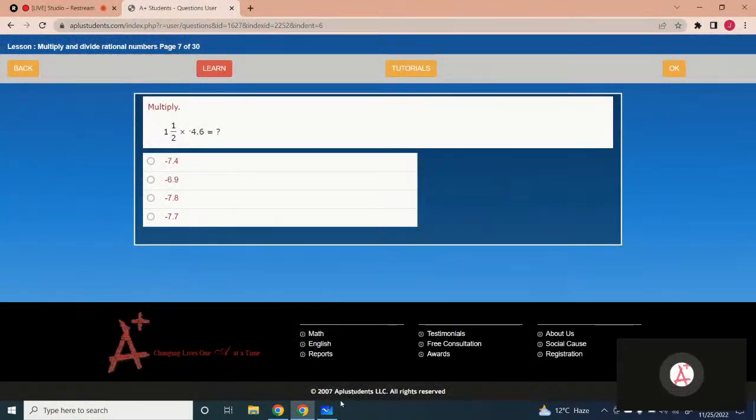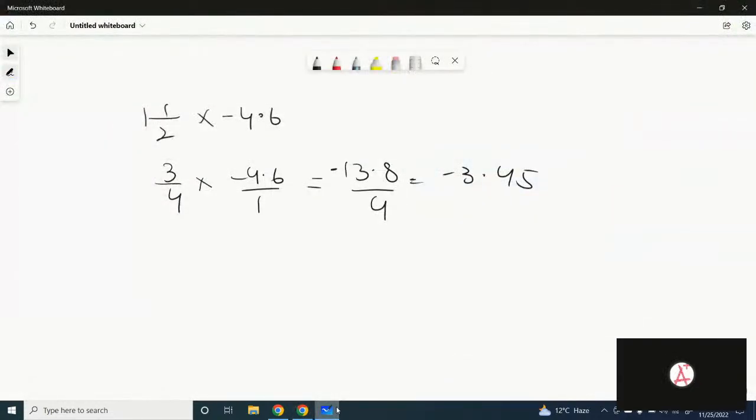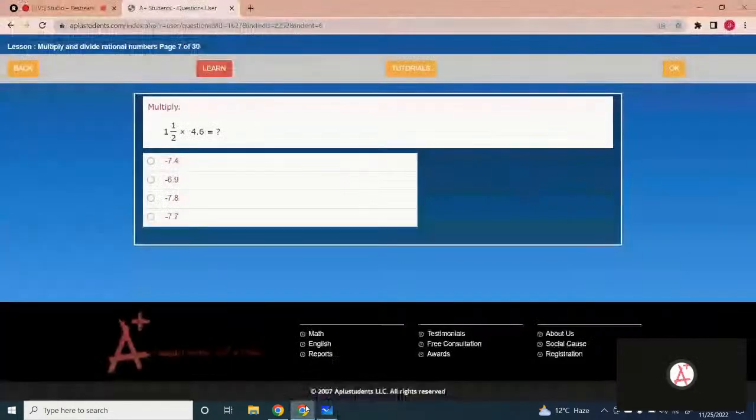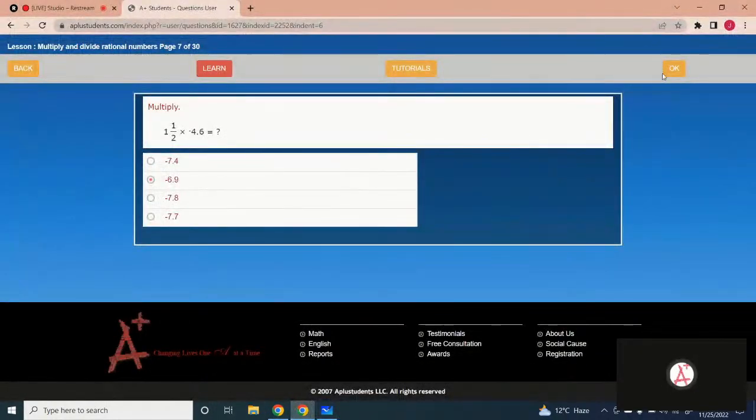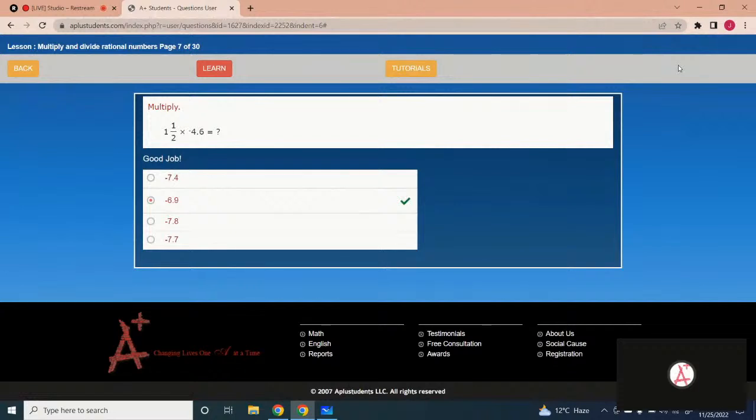2 times 1 is 2, and 1, 3 over 2. And then you have to do negative 4.6. Let me just confirm. 3 times 4.6 is 13.8, and you have to divide 13.8 by 2. It is 6.9. Sorry, I divided it by 4 mistakenly. The answer is negative 6.9. So the correct option is negative 6.9. Just select the correct option and click on the OK button. Got it?